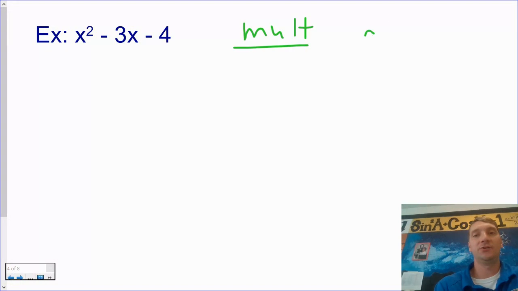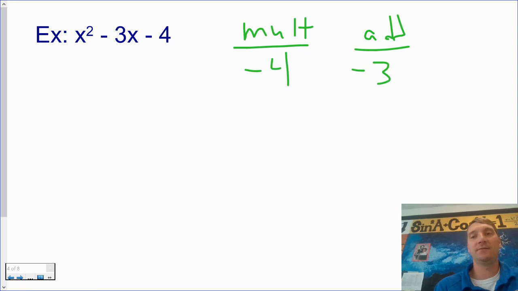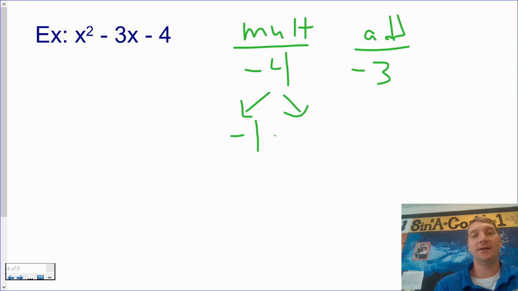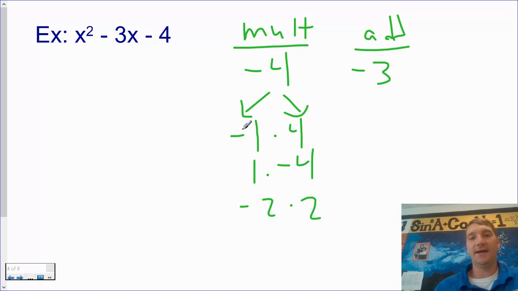I like to do my two columns. Going to multiply to a -4, and it's going to add to a -3. So listing things that are going to multiply. So here I could do -1, 4, 1, -4. I can do -2 and 2. In this case, if I find out which one's going to add up, -1 plus 4 will give me 3. That's not what I want. 1 plus a -4, that is what I want.